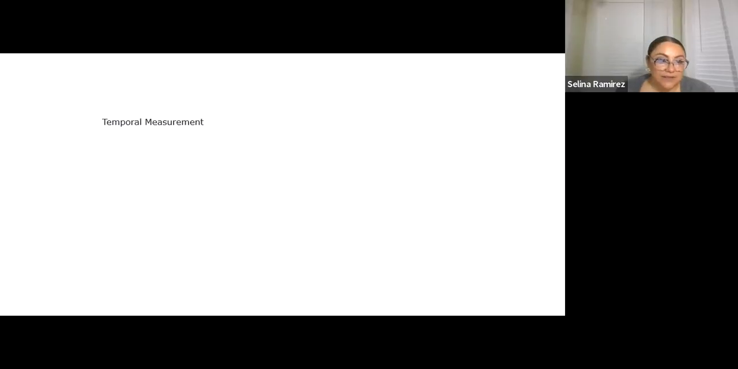All right, so I got my little whiteboard so that we can start writing our formulas. So there is something that's called temporal measurement. So who can tell me what temporal measurement is? Remember we talked about temporal and what that means?